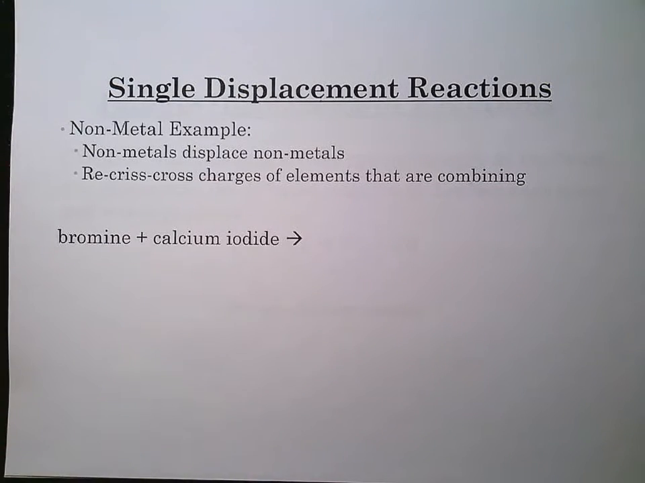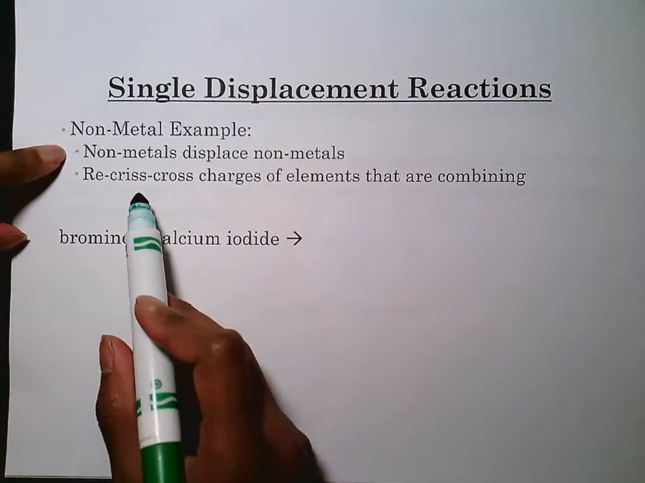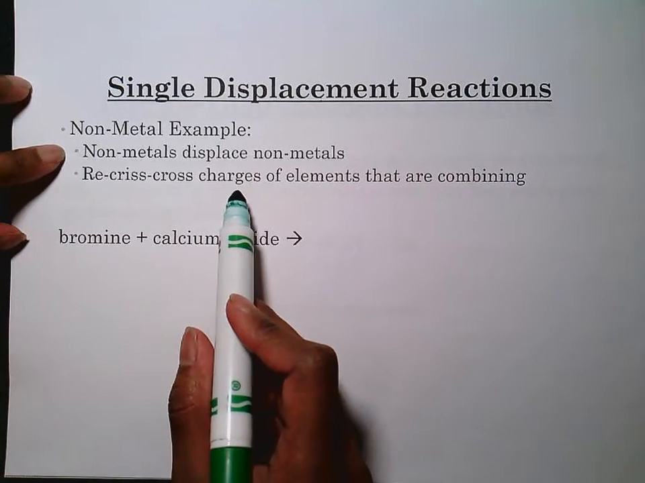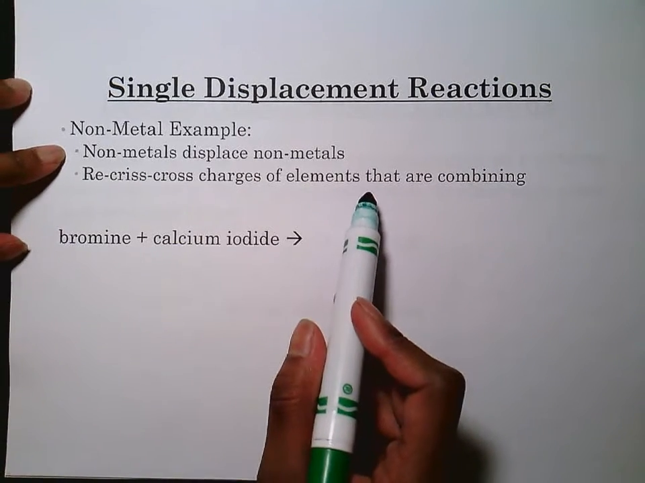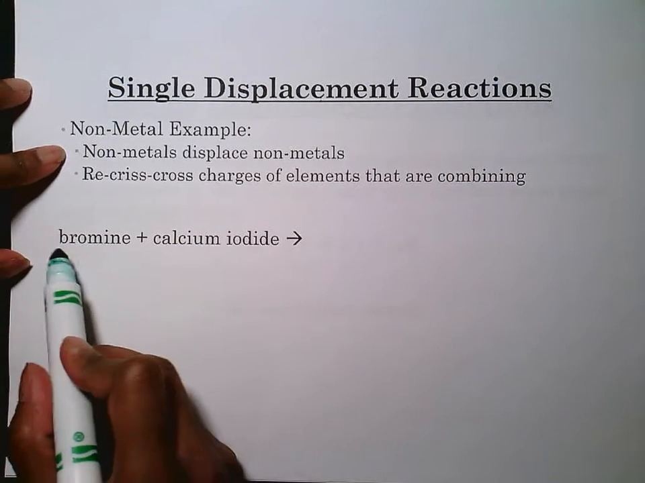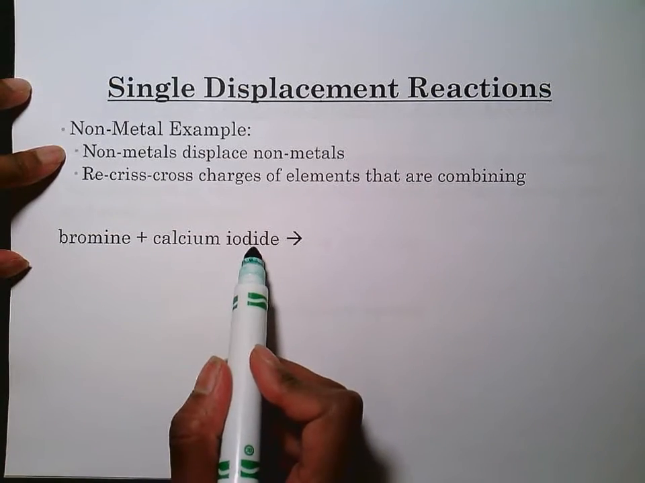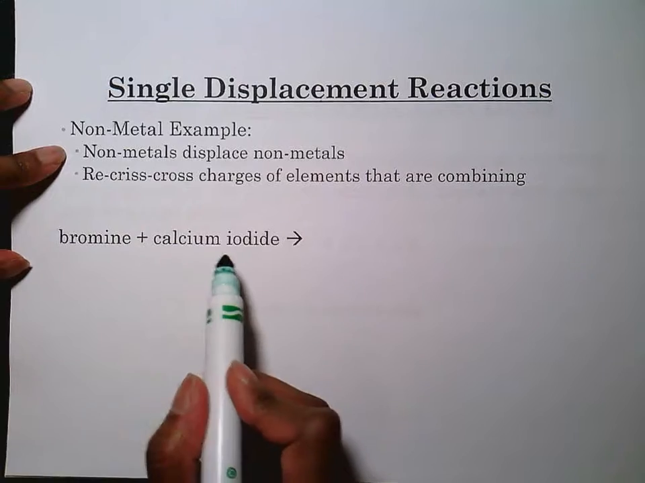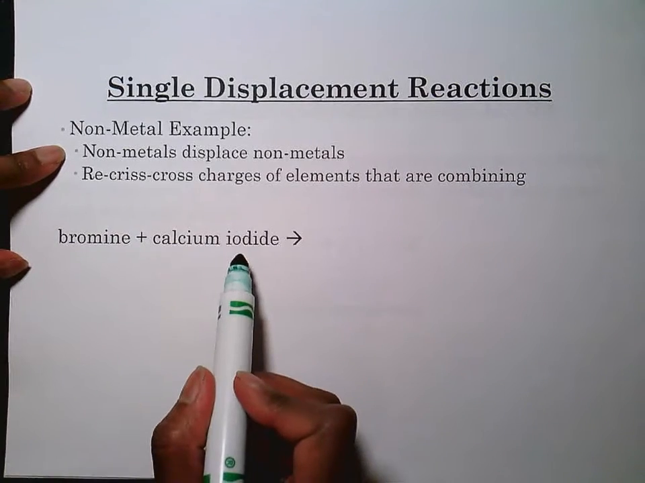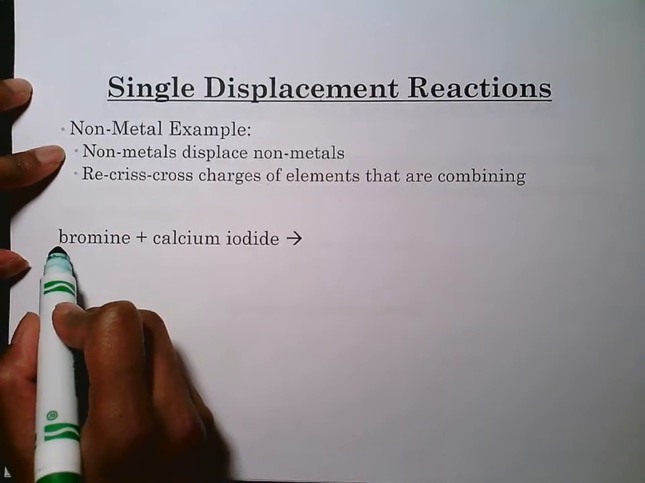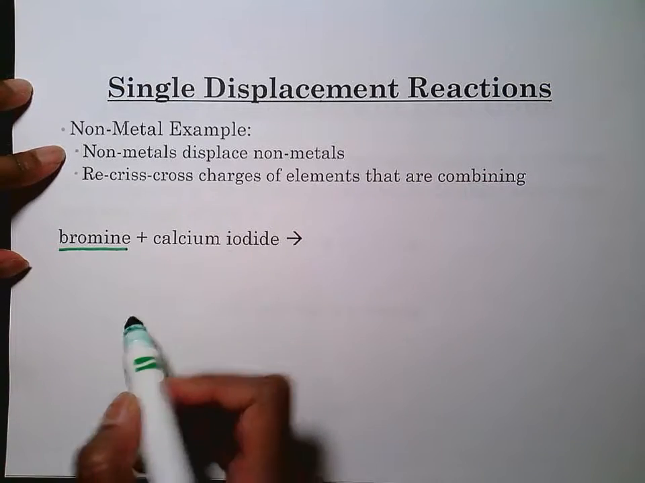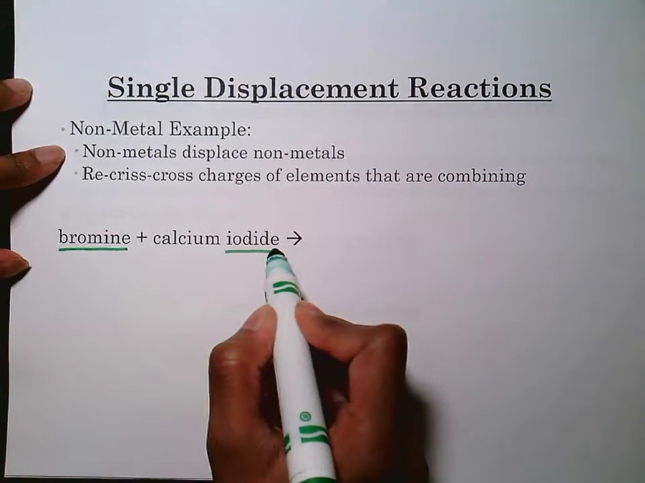So here let's look at a non-metal example. So remember that your non-metals are going to displace the non-metals. Again, you want to re-crisscross any charges for elements that we are combining. So in our example here, I have bromine and I have calcium iodide that I'm combining it with. So I need to see that this is a non-metal, and the non-metal is going to want to switch spots with the non-metal now.